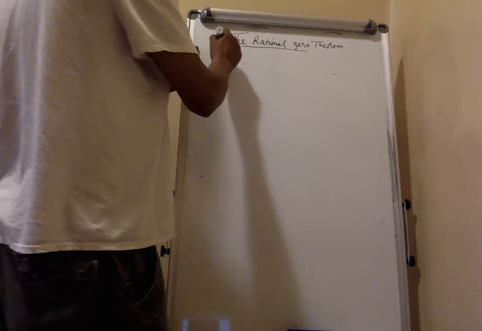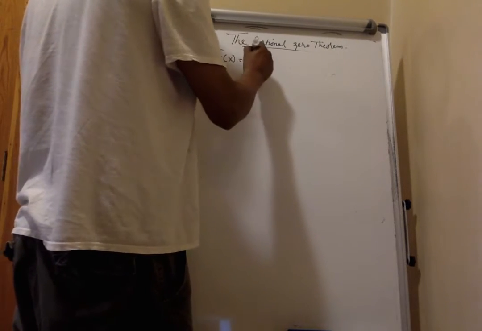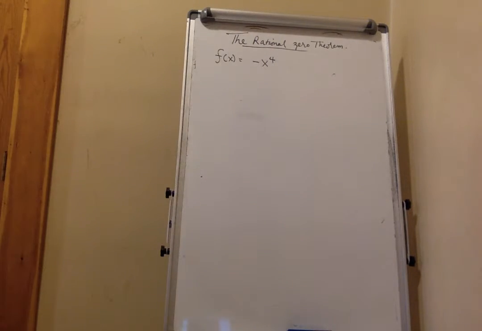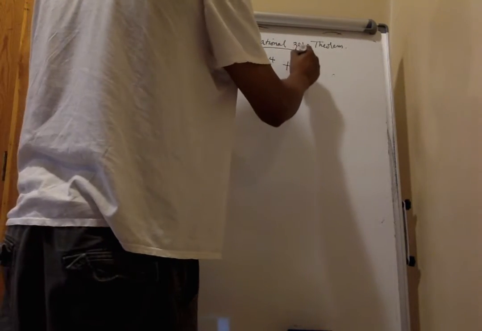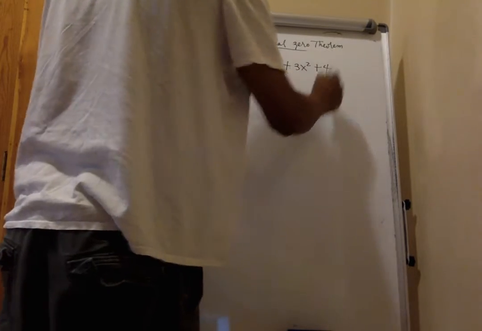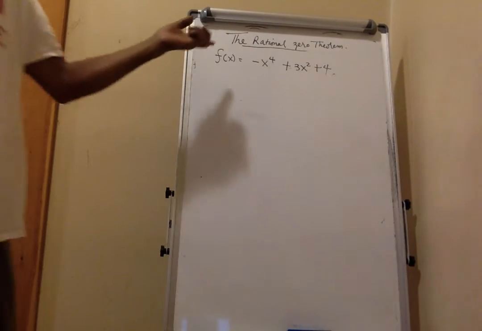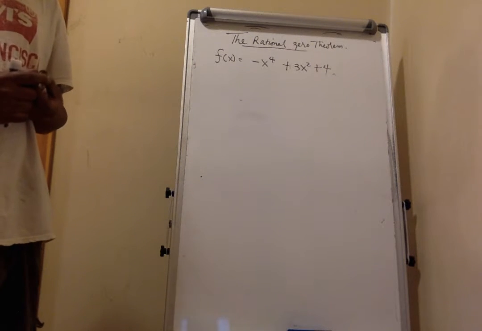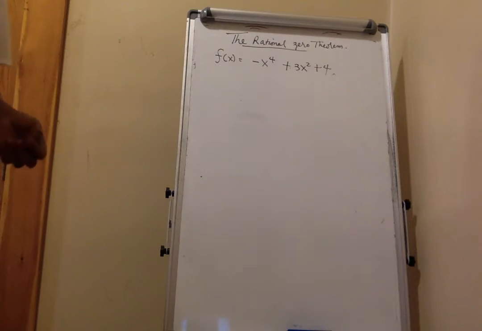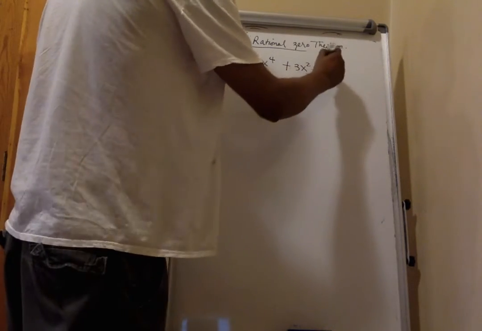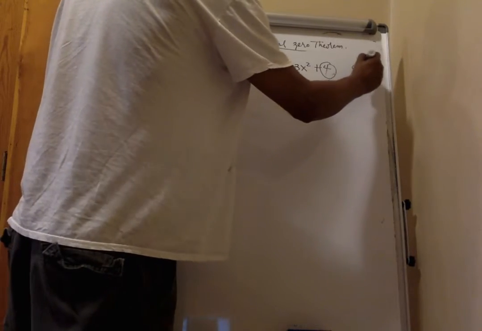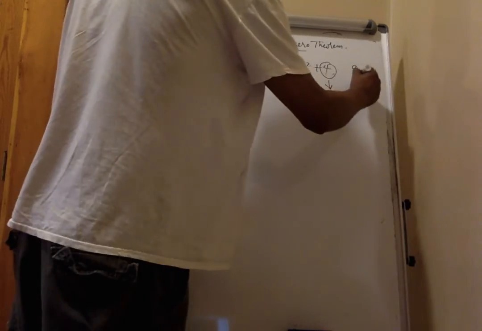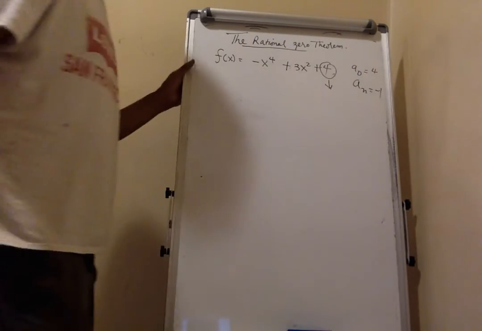Suppose you have f of x is equal to negative x to the fourth plus 3x squared plus 4. Mind you, we can't use a quadratic formula to find the solution of this because x is raised to the fourth degree. So let's use the rational zero theorem. This is your a_0. Your a_0 is 4. Your leading coefficient a_n is negative 1.